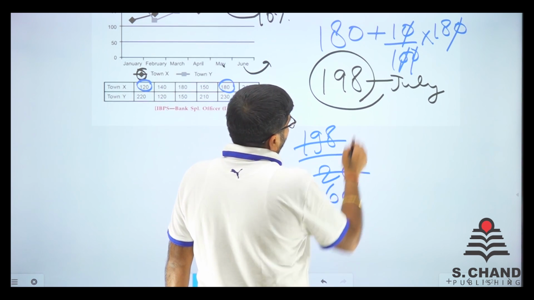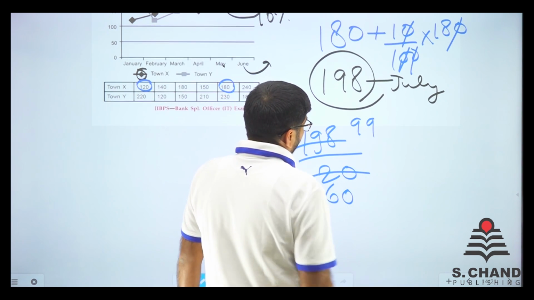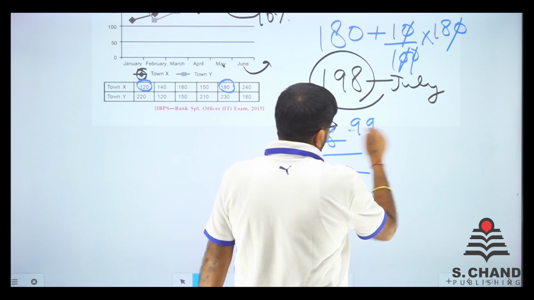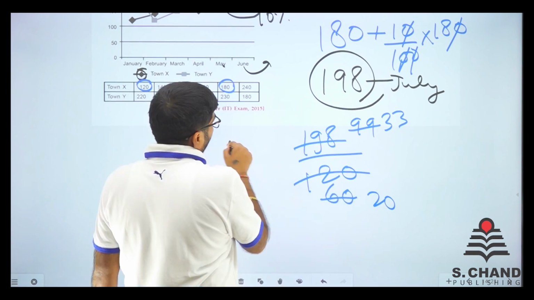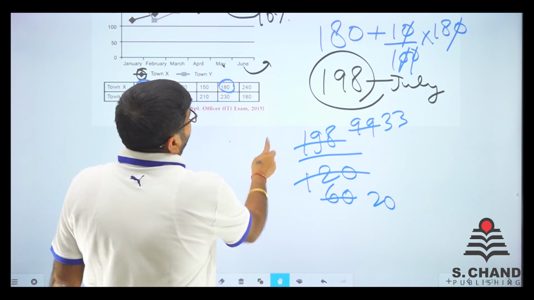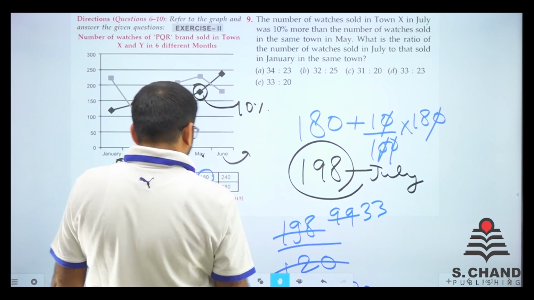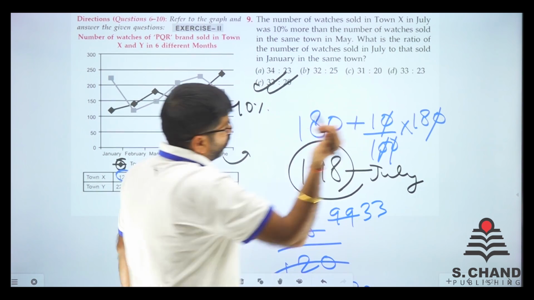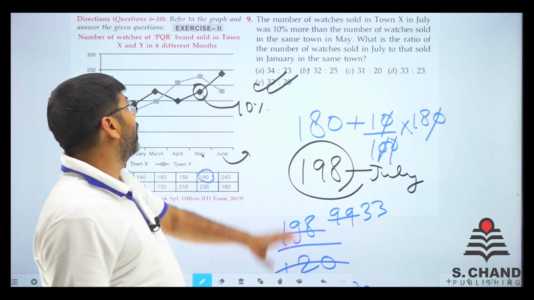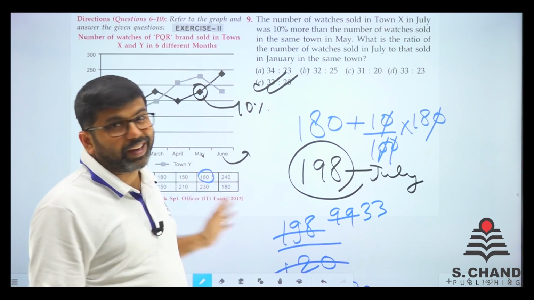120 is 60 times. This is 99 times. So 99 by 60. Let's do it. 33 times. 20 times. Now 33 by 20. Is there any option like 33 and 20? 33 and 20. Yes, we do have 33 and 20 with us. So that is the ratio. Final ratio is 33 is to 20. Question number 9 also cracked for you.